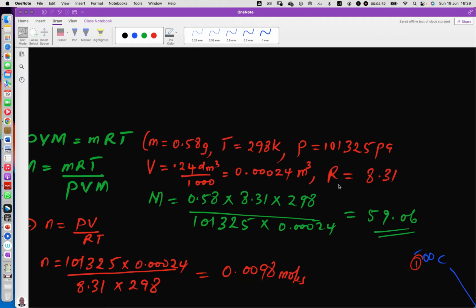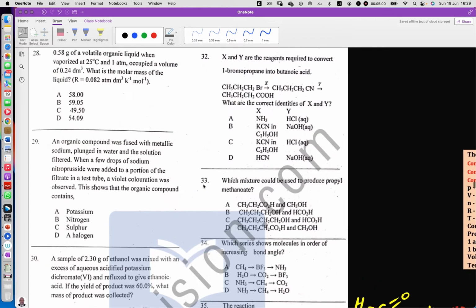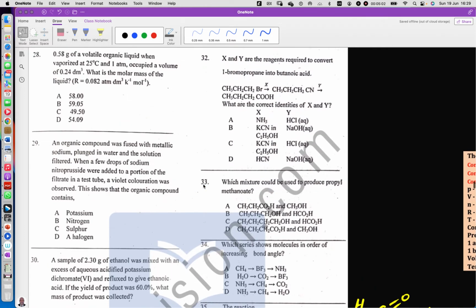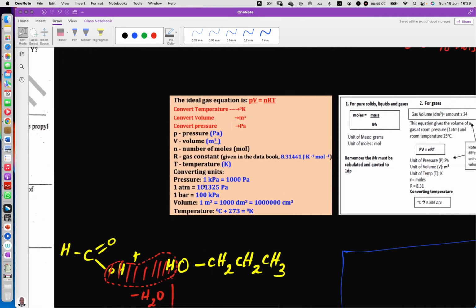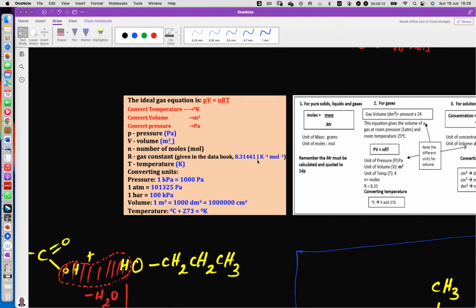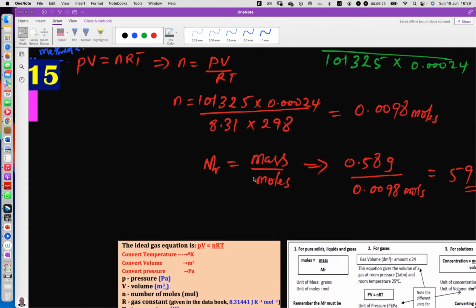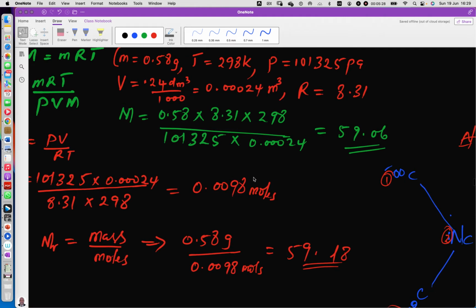Then the gas constant. The gas constant is given in the question in atmosphere dm cube per kelvin per mole. But to have it, you have to change that to joules per kelvin per mole. And when you multiply it by the conversion factor, it will give you 8.31. So instead of 0.082, the gas constant will be 8.31.